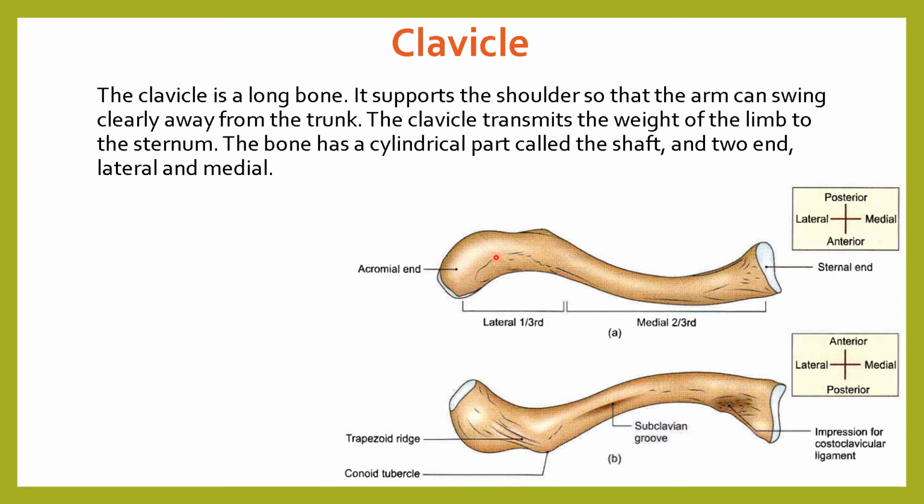This is the clavicle. It is a long bone. It has a cylindrical part called the shaft and there are two ends. One is the medial end. It is also known as the sternal end because it articulates with the sternum, and another is the lateral end, that is also known as the acromial end because it articulates with the acromial process of the scapula.